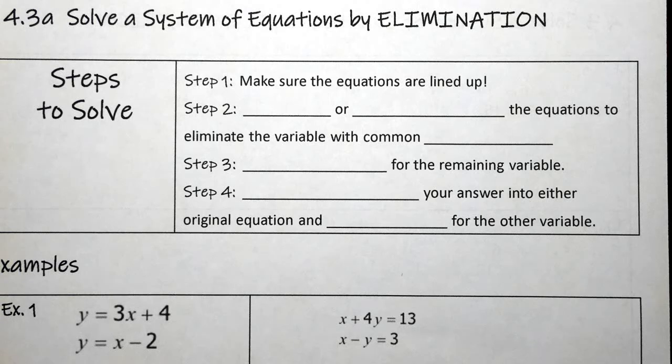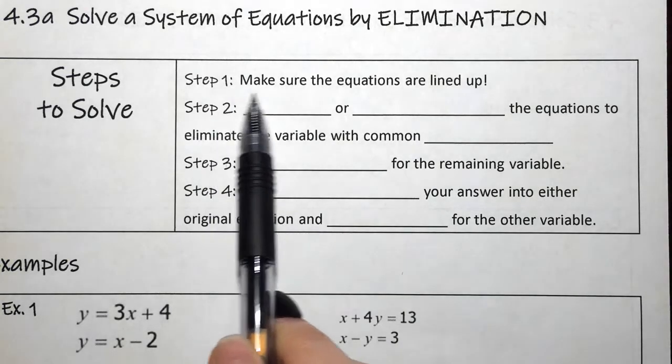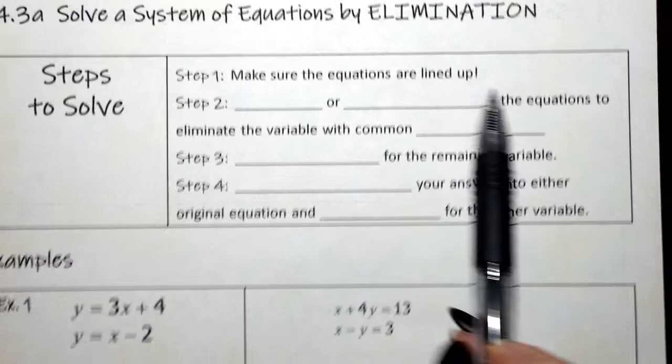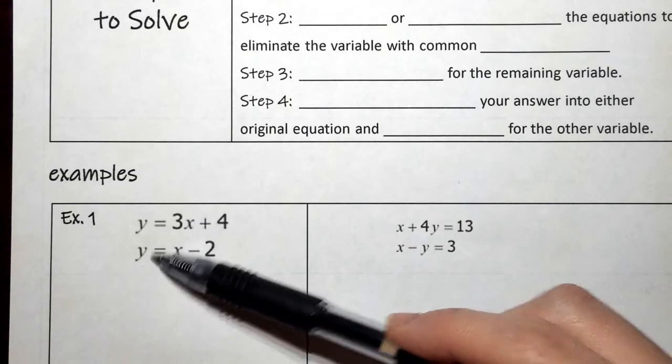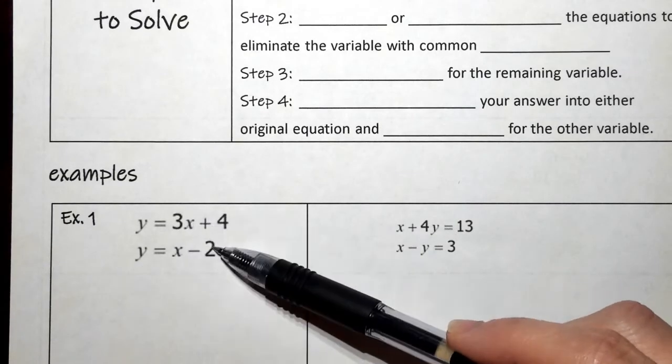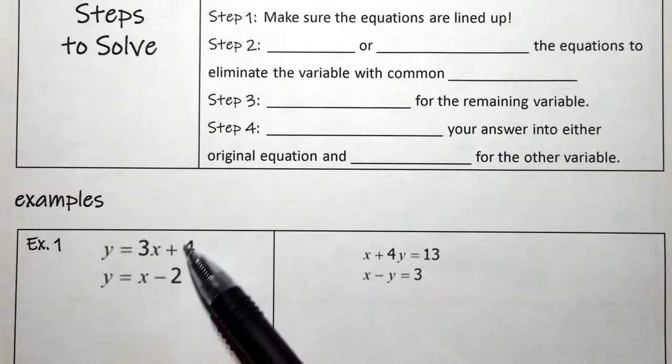Alright, solving systems of equations by elimination method. So here's the steps to do that, and we'll walk through them. The first step, we want to make sure that the equations are lined up. What that means is that we want one on top of the other, and we want our y's on top of y's, x's on top of x's, numbers on top of numbers. So this one is that.